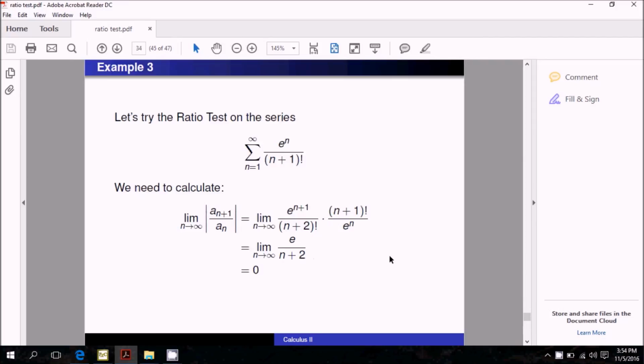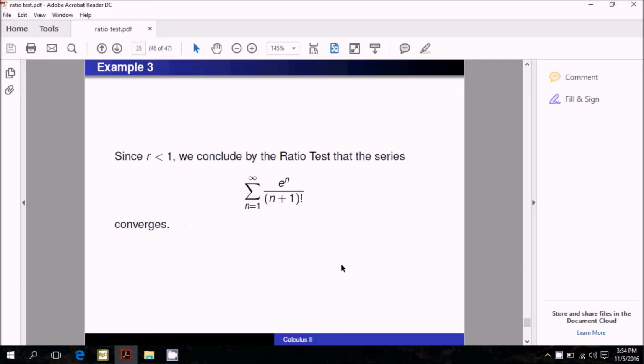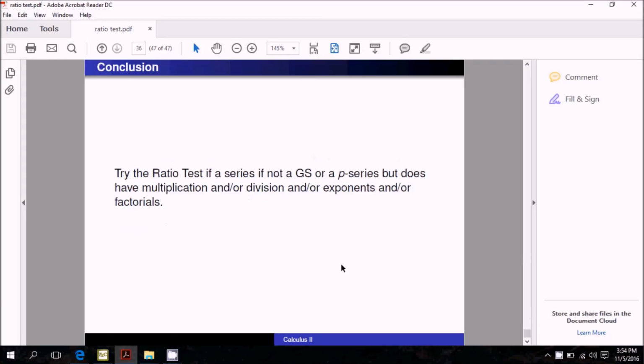What does the ratio test tell us? If this r, that's the limit, is 0, well, that r is less than 1, so it tells us that this series converges. All right, so in conclusion, use the ratio test if you've got something that may have some elements of geometric series or p-series, but it's not either one. So series that have multiplication and or division and or exponents and or factorials are great candidates for using this ratio test on.